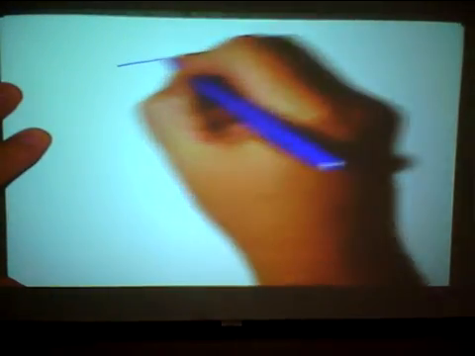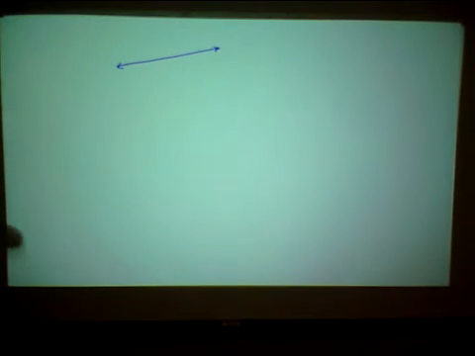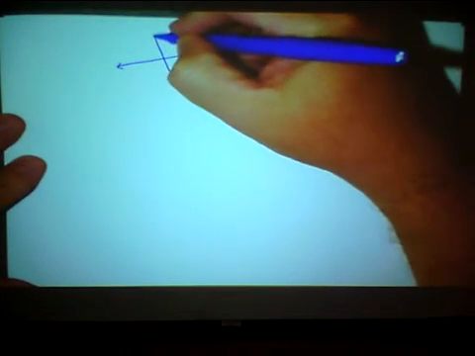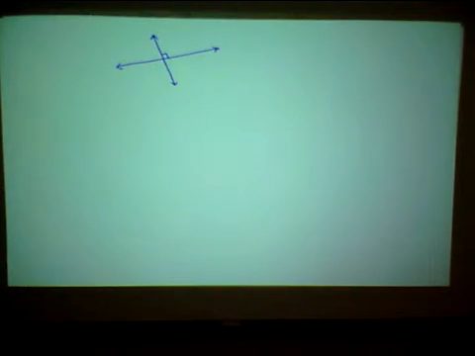If I have a line like this, a perpendicular line means it crosses this line at a right angle. And we put that little square there to indicate it's a right angle. It's 90 degrees.